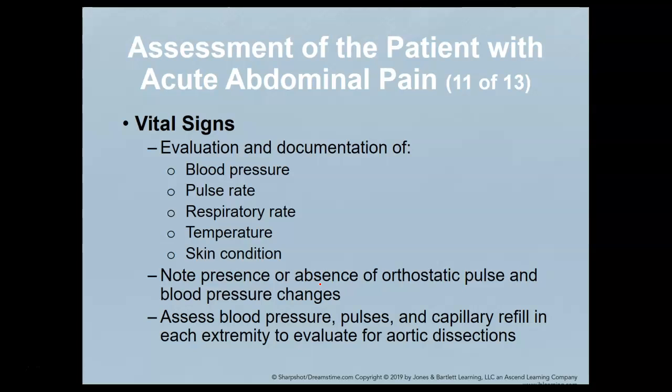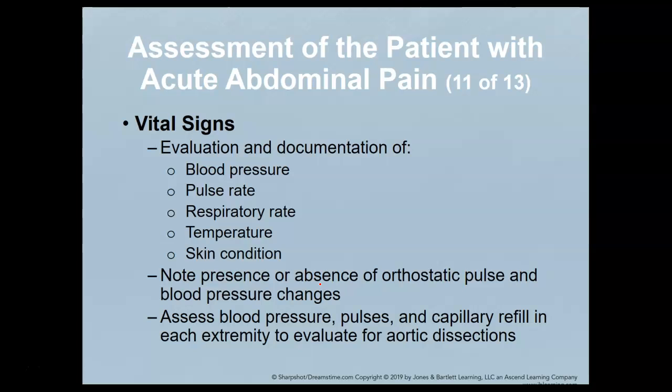Okay. You also want to assess your blood pressure, pulses, and cap refill in each extremity to make sure you're not dealing with an aortic dissection. Okay. Remember, you can have a AAA, and you will have variations on your blood pressures and your vital sign findings if it's perforated, okay, or dissected.